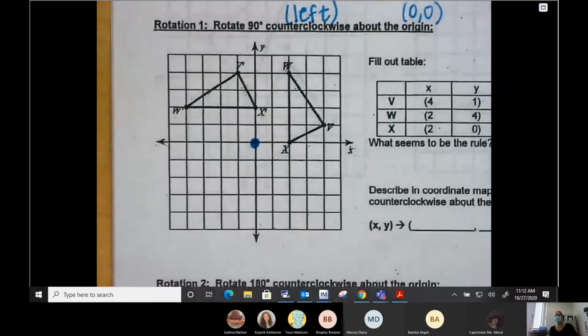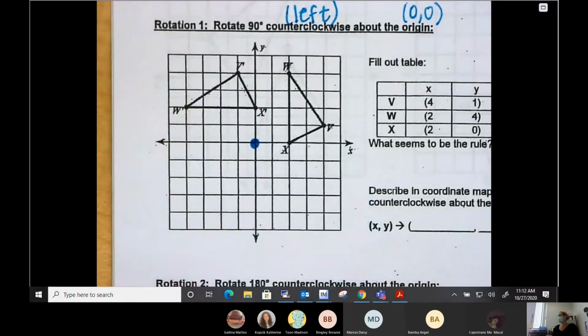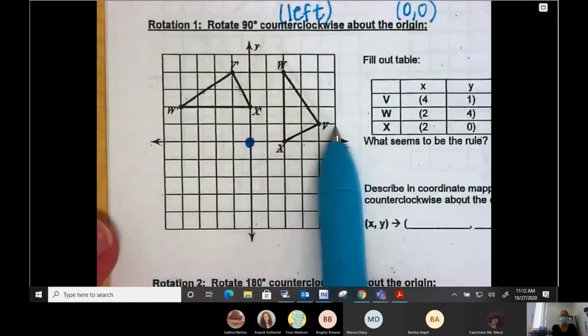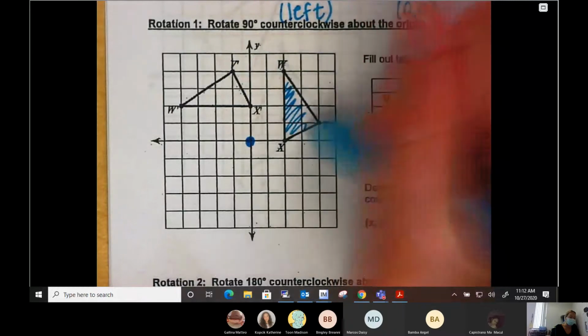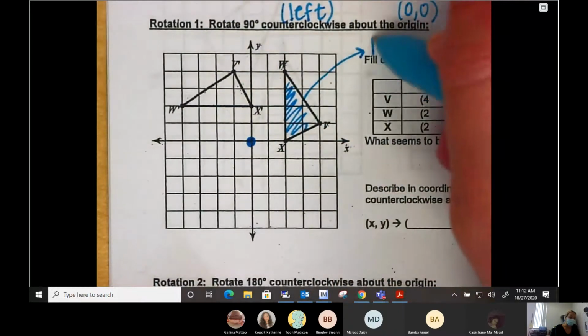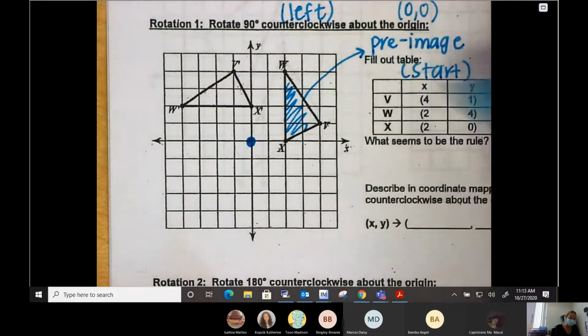Okay, they're going sideways. What about if you look at the points? Like this one's got a V, this one's got a V with a little tick mark next to it. What does that mean? That's your prime. That's your new one. So the ones that do not have any points next to them or no tick marks, that is your pre-image, your starting point. So I'm going to label this picture right here as my pre-image. That means where I start. And that's these points over here on the left.